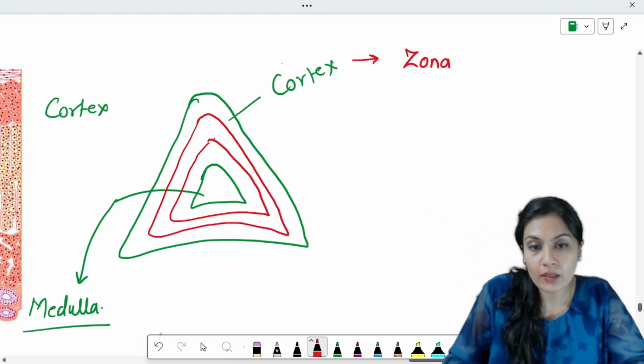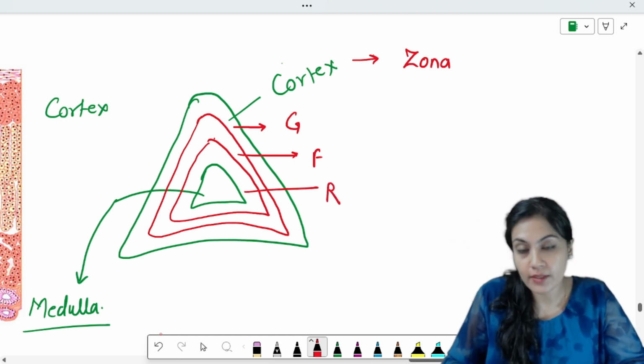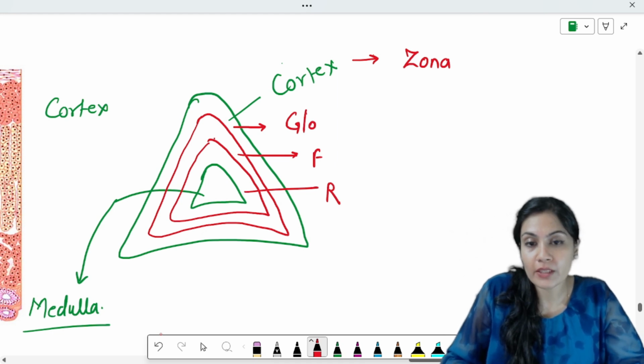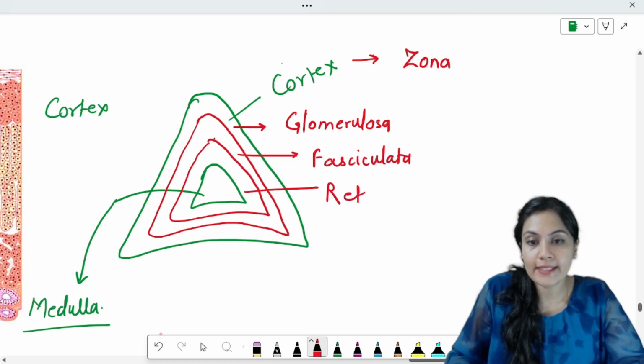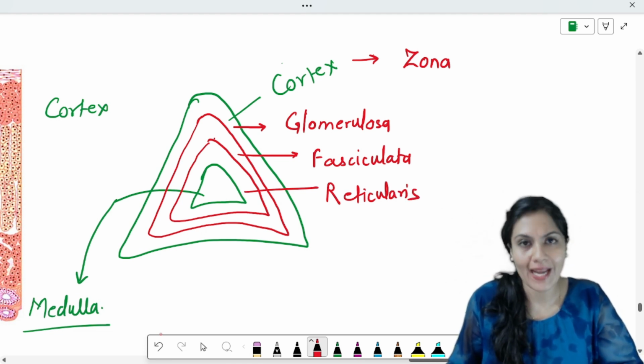The outermost will be zona glomerulosa, then zona fasciculata, and the innermost part of the cortex, not the medulla, is going to be called zona reticularis. I'm not writing zona everywhere, so it will not be repetitive. So zona glomerulosa, fasciculata, and reticularis. The GFR mnemonic is going to be handy.